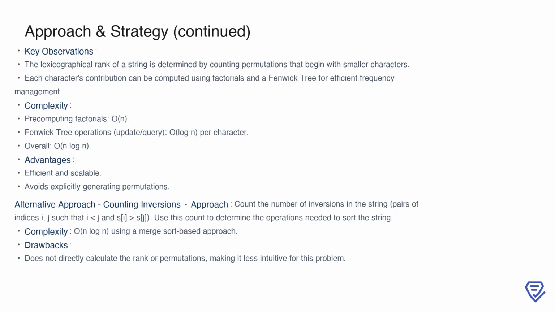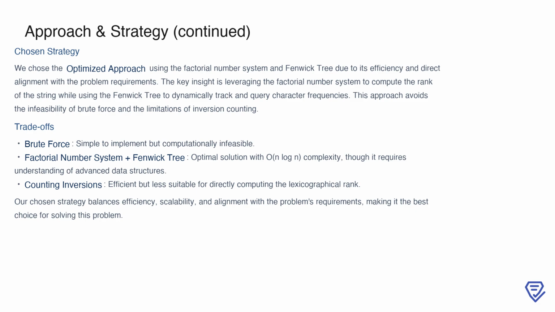We also considered an alternative approach based on counting inversions in the string. By identifying pairs of indices where characters are out of order, the number of operations needed to sort the string can be estimated. A merge sort-based algorithm can compute this in O(n log n). However, this method doesn't provide a direct way to calculate the rank of the string, which limits its alignment with the problem requirements. The chosen strategy for this problem is the optimized approach using the factorial number system and Fenwick tree. It provides an efficient solution that directly addresses the problem's requirements.